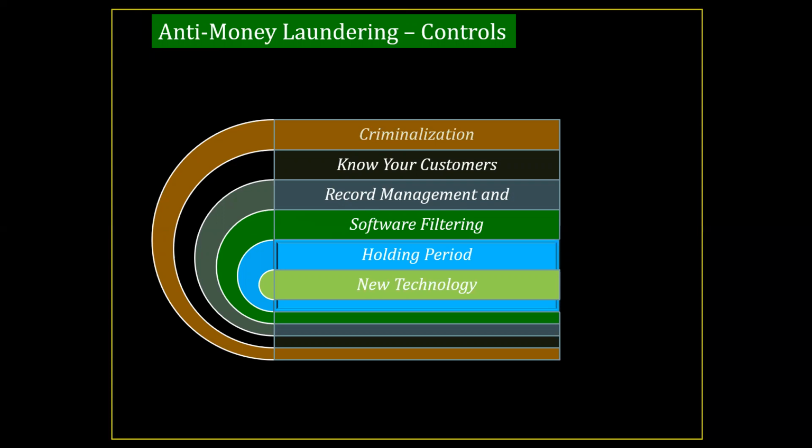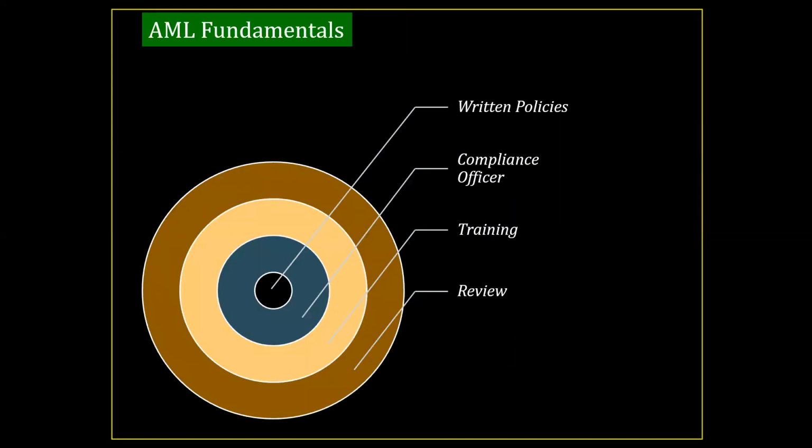And the new technologies, there are various technologies that can help to know the money laundering activities, such as AI and big data software, which allow these systems to become more sophisticated. The next thing that we are going to talk about is AML fundamentals. So AML fundamentals include written policies, compliance officer, training, and review.